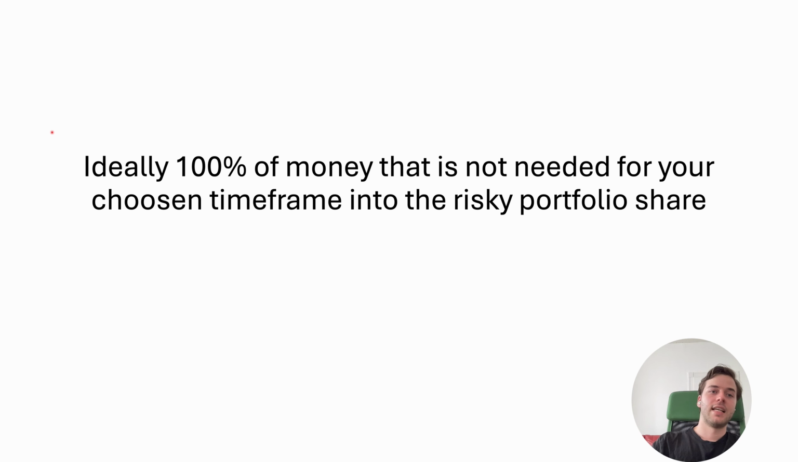So what does this tell us about the ideal composition? How much money should we put into the risky part? Well, ideally, 100% of the money that is not needed for your chosen time frame is put into the risky portfolio share. And chosen time frame, because the worst case scenario was 14.3 years, and more likely it is going to be 10 or 12 years. So if you are more risk averse, maybe consider more like 12 years. And if you are able to handle risk better, then maybe think of 10 years.